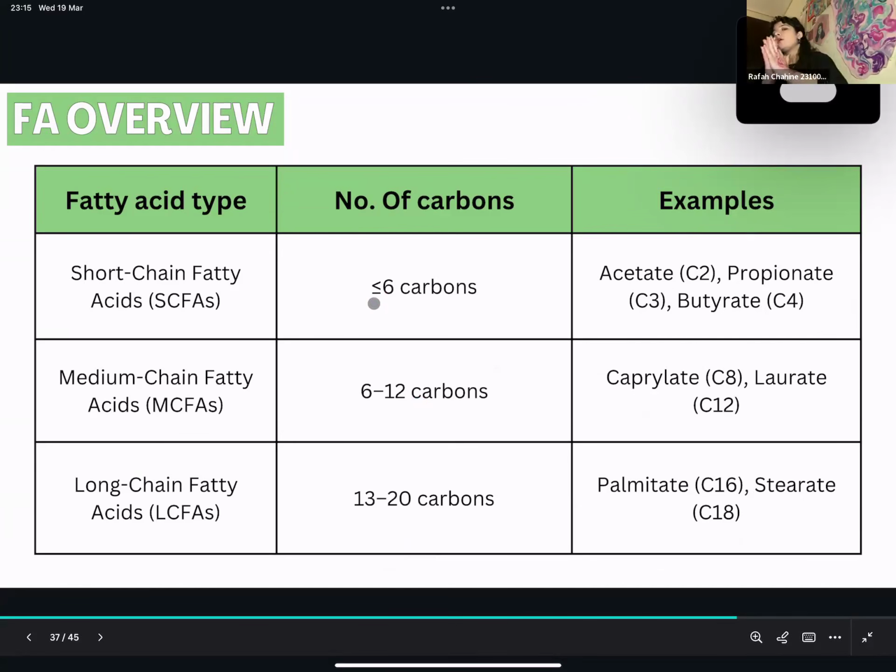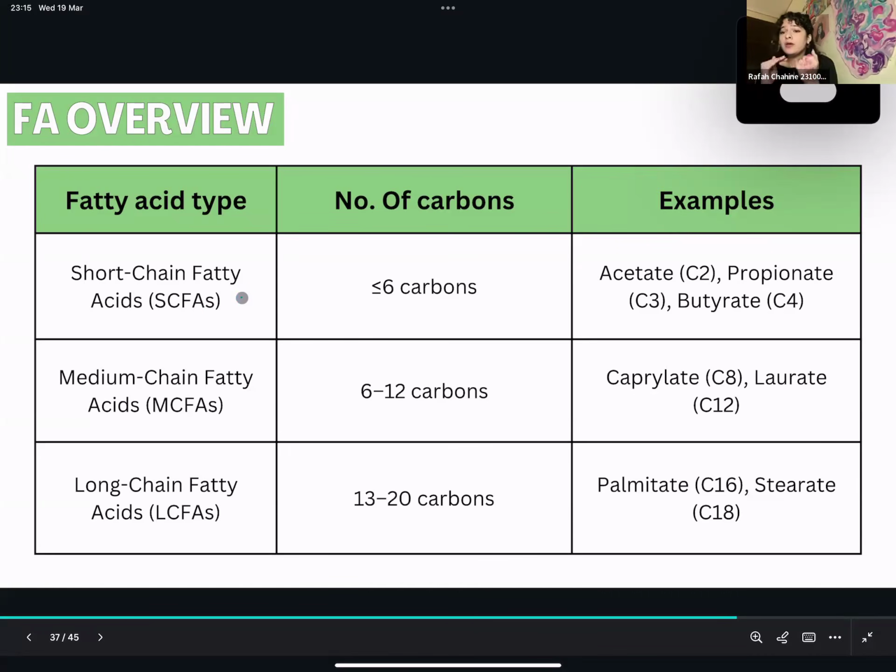Now, the reason that this is relevant is because in long-chain fatty acids, everything that happens to them is exactly as I said before. But in medium-chain fatty acids, the difference here is they don't need a carnitine shuttle. They can diffuse through the mitochondrial membrane. They do need to be activated though, which is important, but they just don't need the carnitine shuttle. Same goes for short-chain fatty acids.